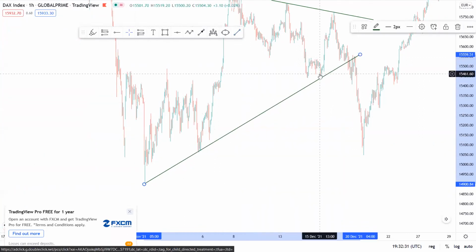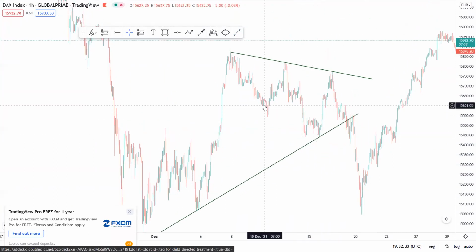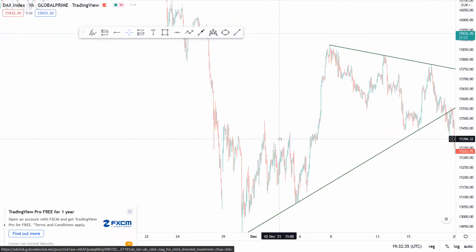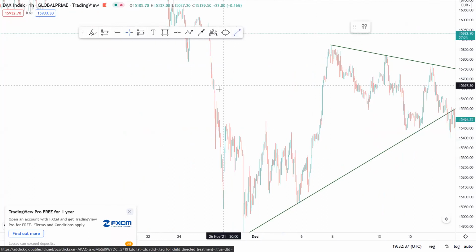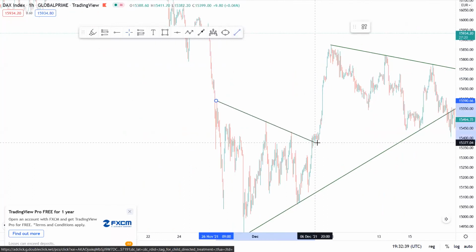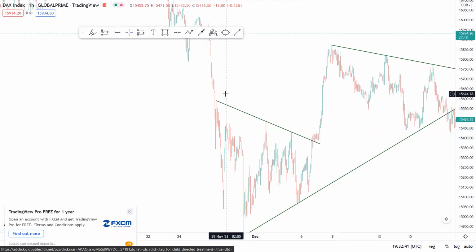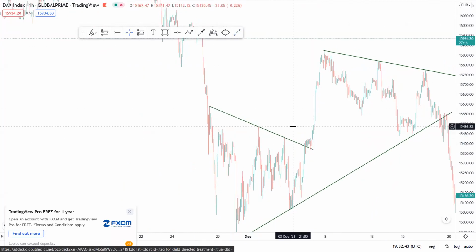First, second, the third one bought. So this is the simplest way to trade the market. First, second, third one sold.